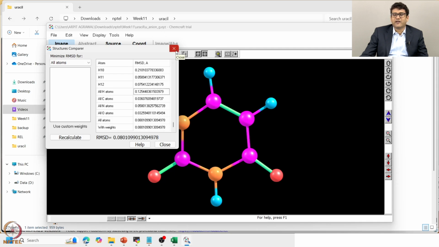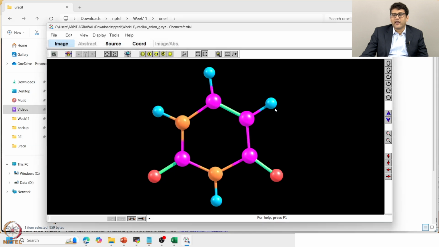So what happens is that whenever this extra electron gets attached, it goes to one of the antibonding orbitals, and sometimes it leads to a proton loss. So that's why this shows a maximum change in the case of hydrogen. So you can always compare the geometries of the neutral and the anion, or the anion in the gas phase and the aqueous phase, to do this kind of calculation.